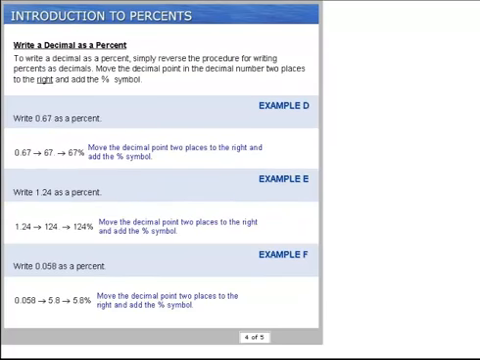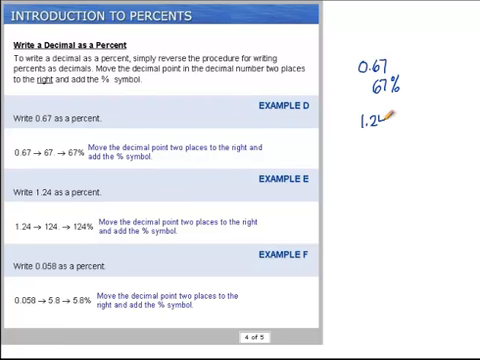This is easy. Write a decimal as a percent. To write a decimal as a percent, simply reverse the procedure for writing percents as decimals. Move the decimal point in the decimal number 2 places to the right and add the percent symbol. Write 0.67 as a percent. Move the decimal place to the right and add the percent symbol.